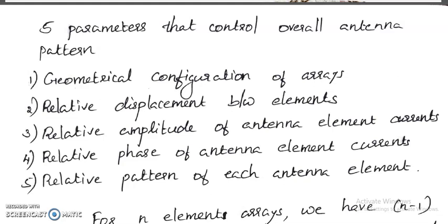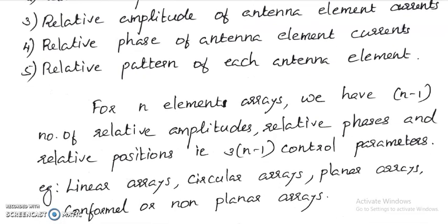And the fourth one is the relative phase of the antenna element current. That is, the phase of each antenna element current can be varied, so we can control the overall antenna pattern. And the fifth one is the relative pattern of each antenna element. For example, if we consider an n element array, we have n minus 1 relative amplitudes, relative phases and relative positions. We will discuss these 3 parameters further. That is relative amplitude, that is current amplitude, and relative phases and relative position.